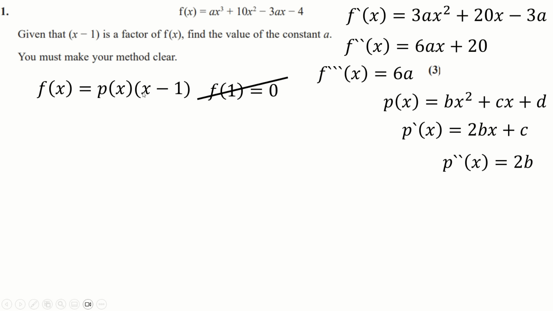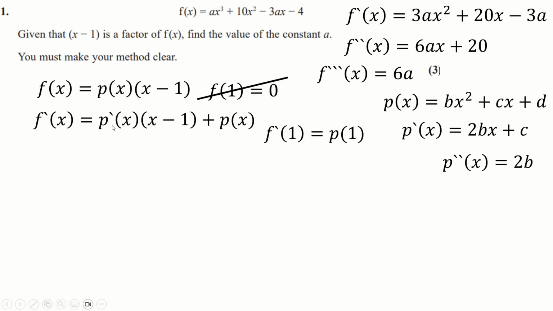But if you differentiate this to get f dashed equals, and now you're going to have to use some product rule here, p dashed times, sorry, leave this one alone, and then this derivative is just 1. And so you leave this one alone and you get this. Now, when you plug in x as 1 here, you get f dashed of 1 equals, now this goes away because 1 minus 1 is still 0, and you just get p of 1 over there. Now, p of 1 is just b plus c plus d, and f dashed of 1 is just 3a plus 20 minus 3a, which is just 20. And we end up with this equation here, which is good.